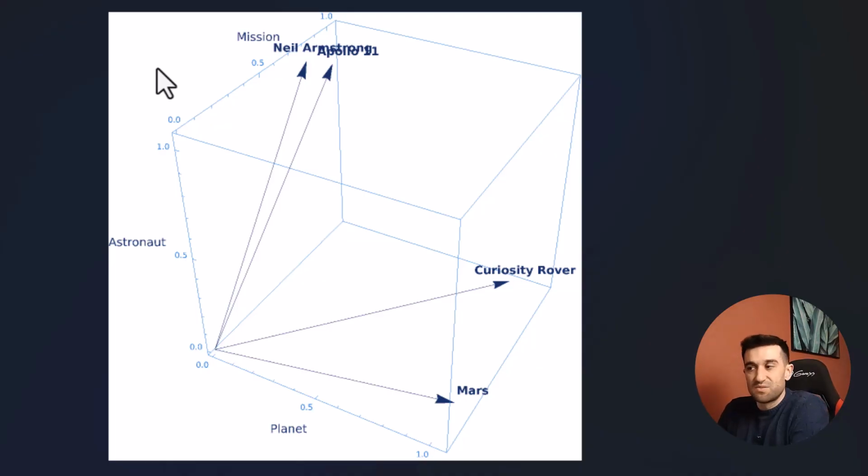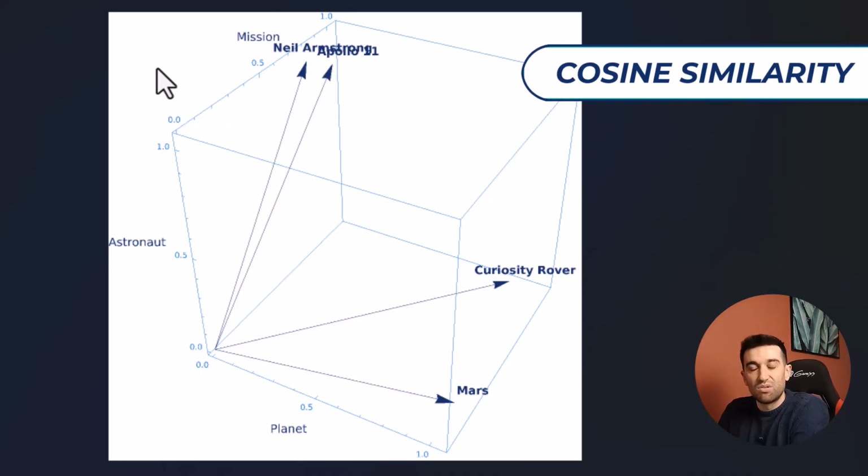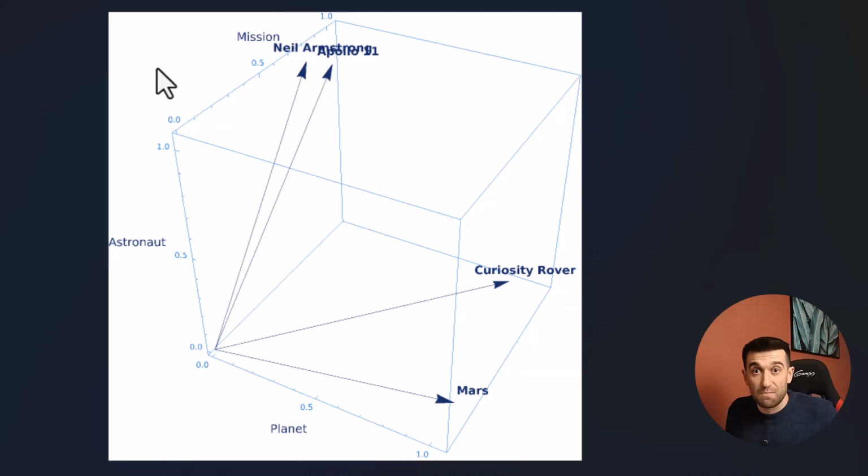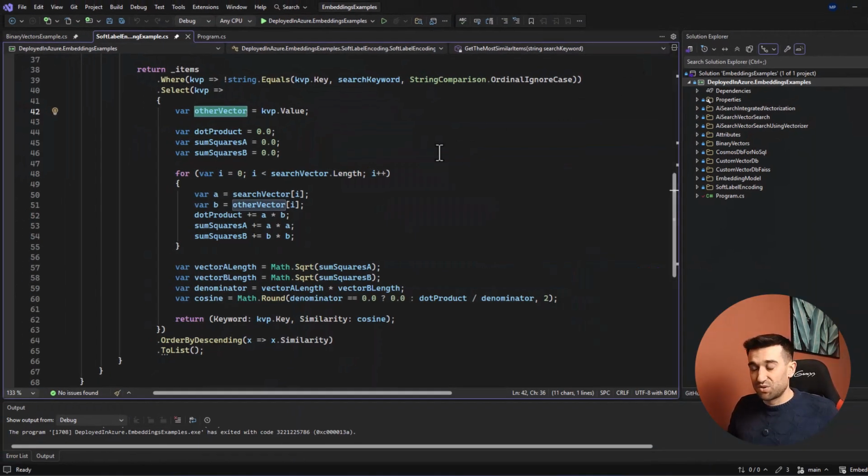The idea is the following. To say whether two vectors are similar in 3D space, we can use various techniques, and I'll get to it in a second. But one of the most common techniques is called cosine similarity. What cosine similarity does is measure the angle between two vectors. And if the angle is relatively small, it means that two vectors point in the same direction, which means that similarity is very high.